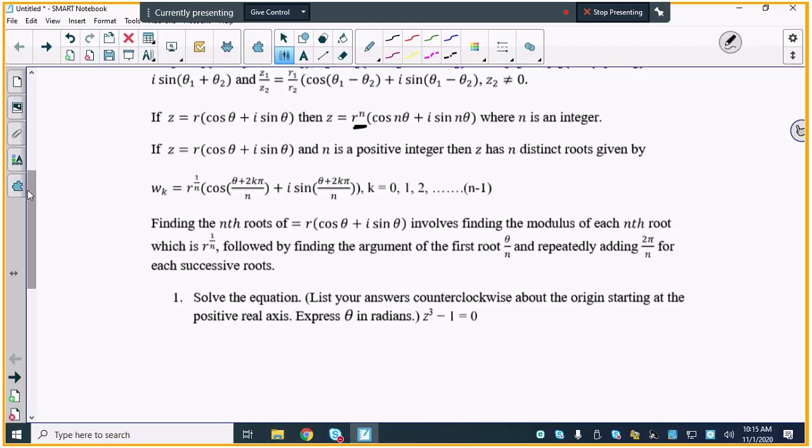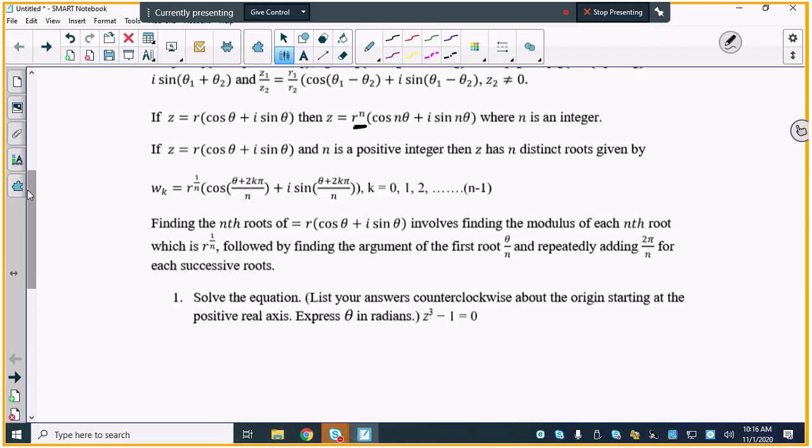Now this, I will not be able to show you how to establish, but we can prove this thing by a process called mathematical induction. And with a little bit of mathematical maturity, we can actually establish this formula. Likewise, we have established the formula for the product of complex numbers.